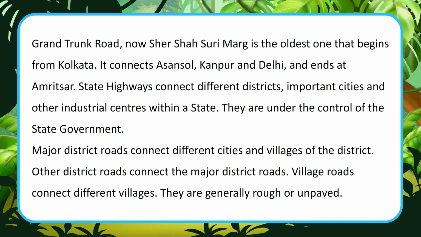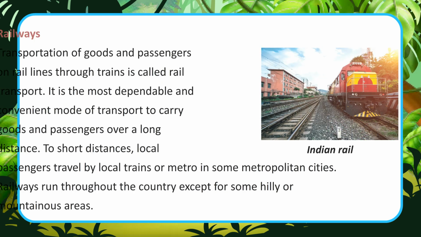State highways connect different districts, important cities and other industrial centers within a state. They are under the control of the state government. Major district roads connect different cities and villages of the district. Other district roads connect the major district roads. Village roads connect different villages. They are generally rough or unpaved.